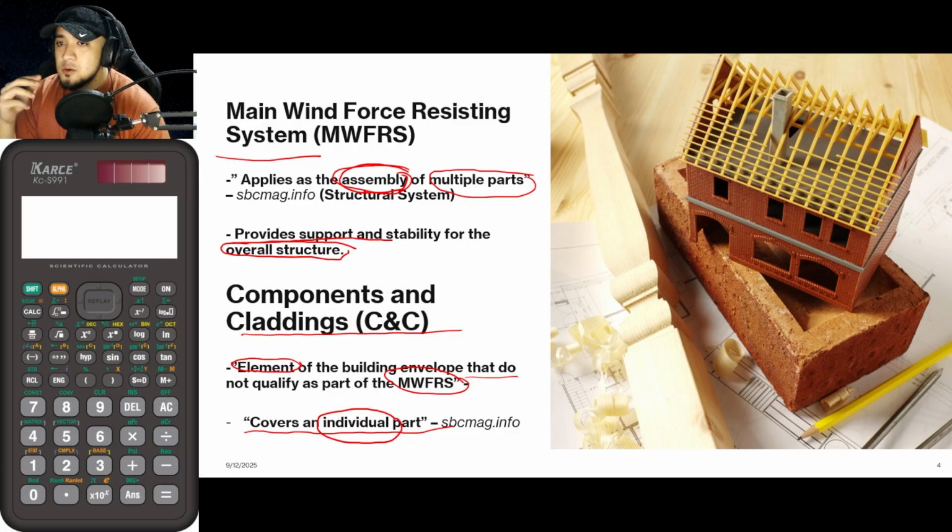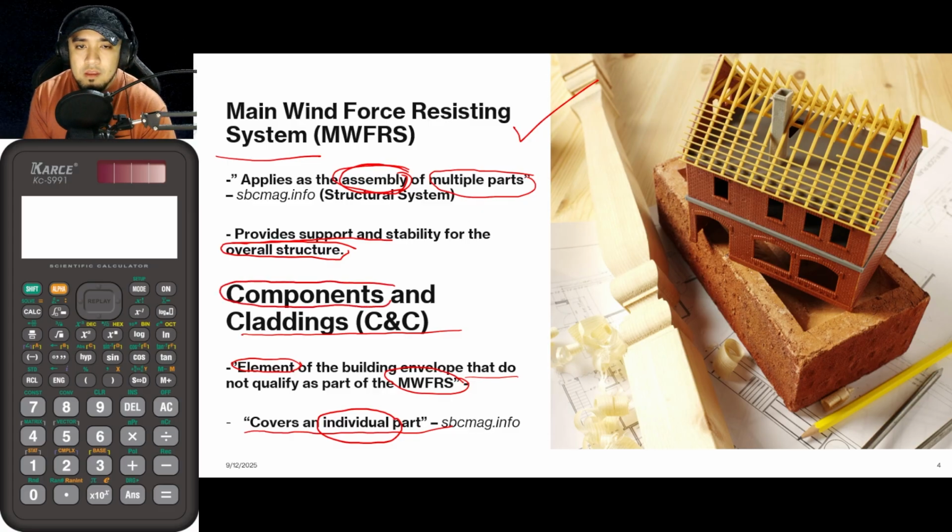Okay, so if you want to know the effects of wind on the overall structure, you would make use of the main wind force resisting system. But if you want to know the effects of wind on an individual component, then use C&C, or components and claddings. Okay, so for claddings, guys, cladding is basically, paano ba explain?